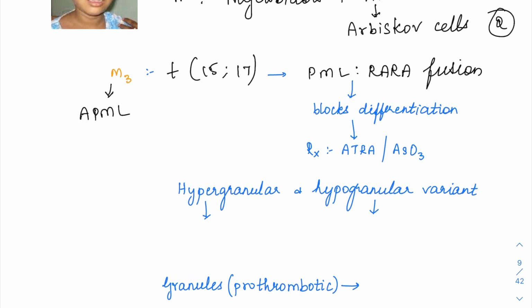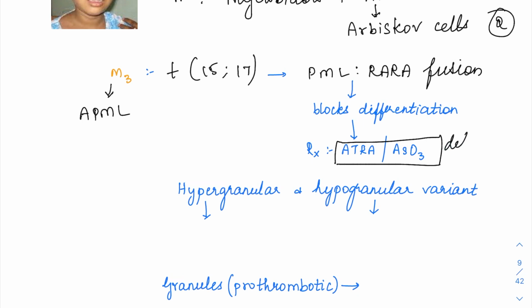So what will be the treatment? You just have to give a differentiating agent which can remove this block so that the cells can move on to the next stage of differentiation. The specific treatment for this APML is ATRA and arsenic trioxide. ATRA is all-trans retinoic acid, along with arsenic trioxide.